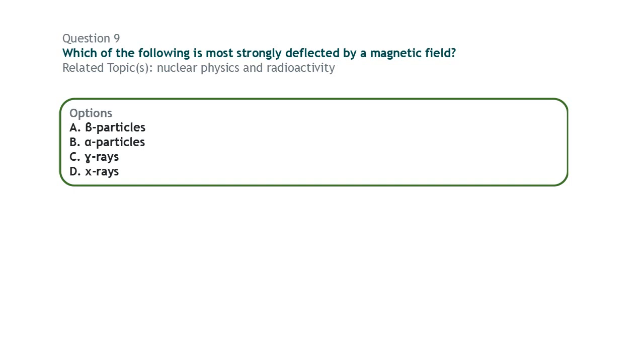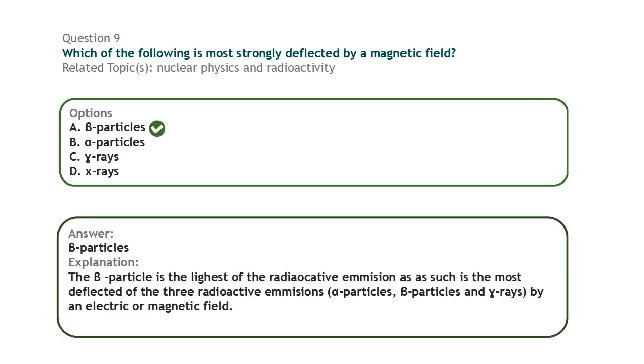However, the other two here, the beta particle and the alpha particle, are charged particles, and as such they are deflected. But of the two, the beta particle is the lightest of them. It is the lightest, and as such it is the most deflected or deviated by either a magnetic field or an electric field.